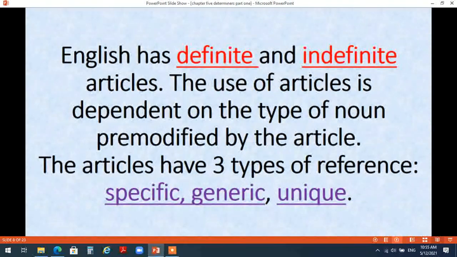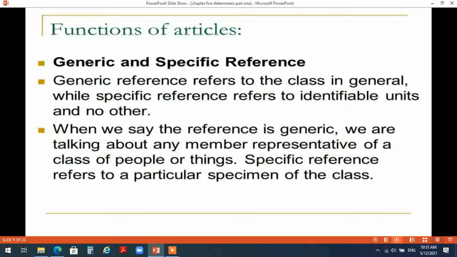This is called unique reference. So articles can have three types of reference. They can have either specific reference or generic reference or unique reference. So these are the functions of articles. They have either generic or specific reference.